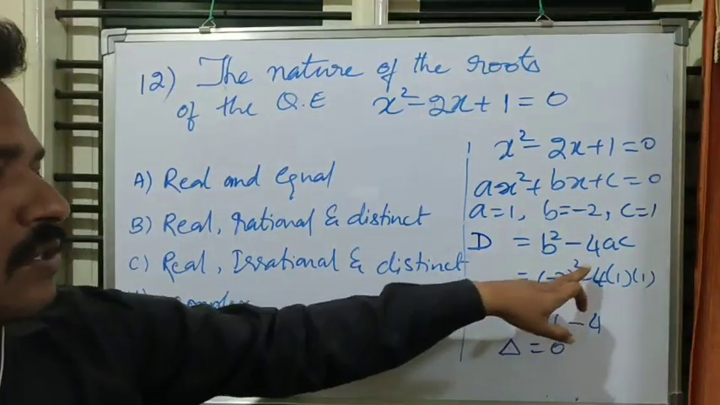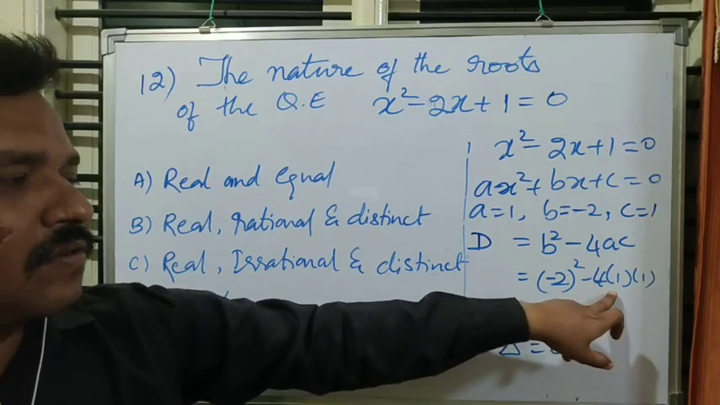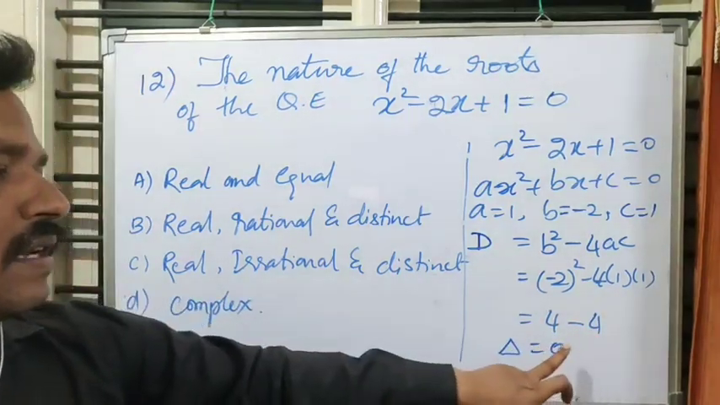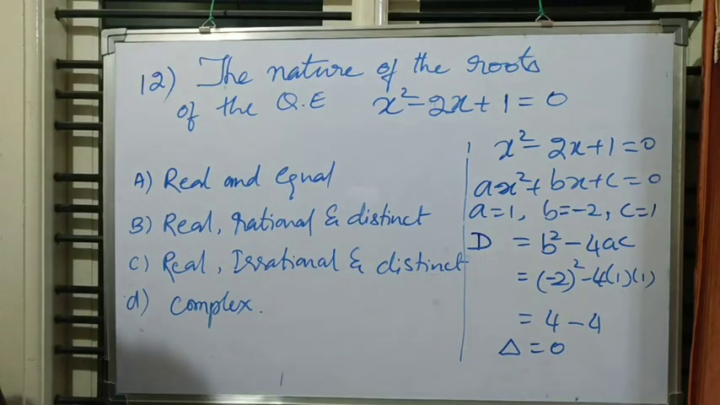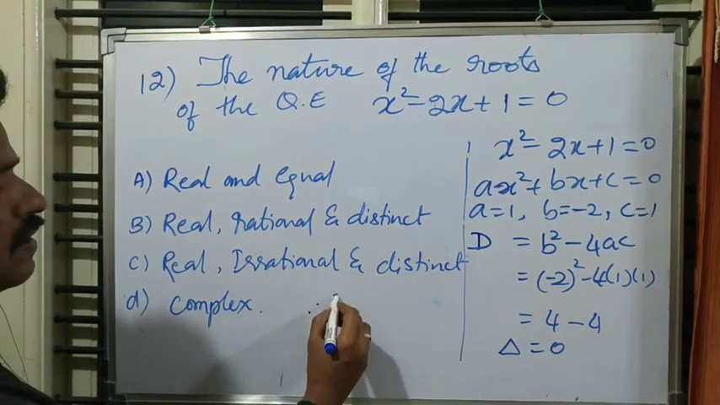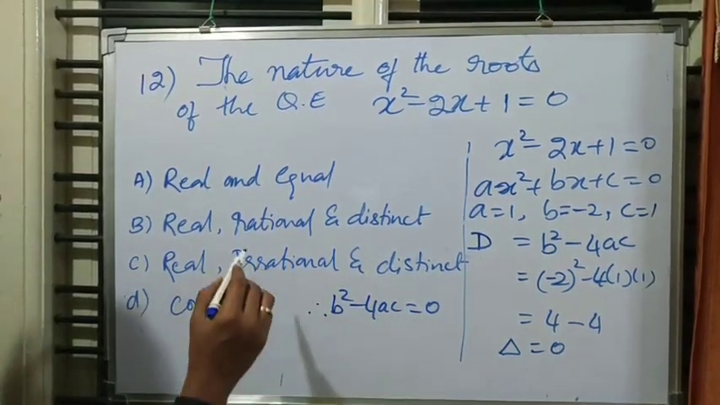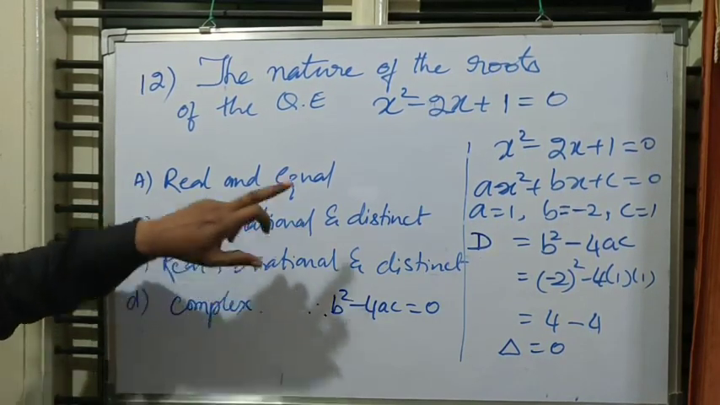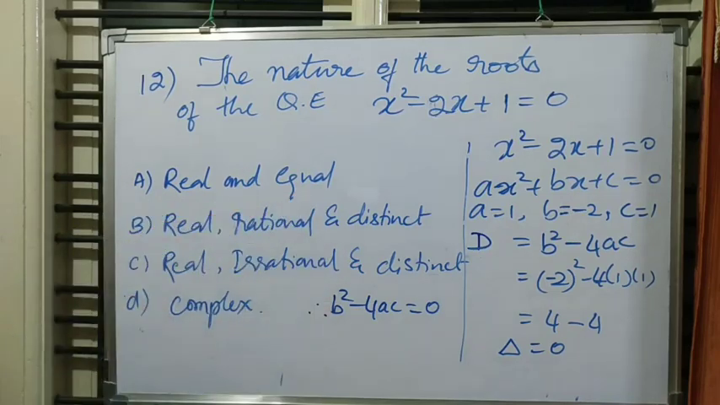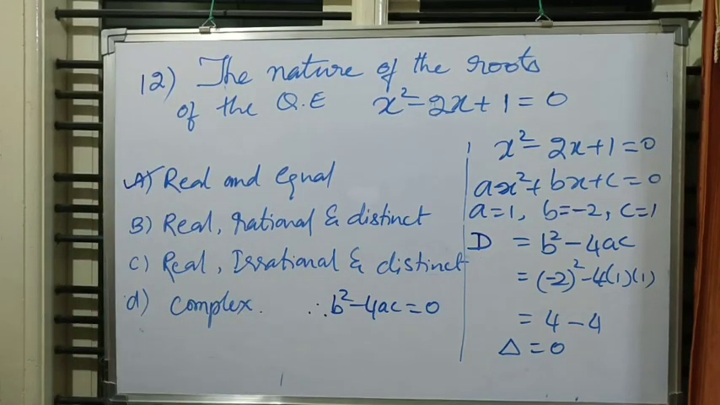Now minus 2 square means 4, minus into minus, keep as it is, 4 ones are 4, that is 4. 4 minus 4 is 0. Then the D value or delta value is 0. If the b square minus 4ac value is 0, then what is the condition? You know the table of b square minus 4ac and the nature. So the roots are real and equal. This is the right option. Real and equal.